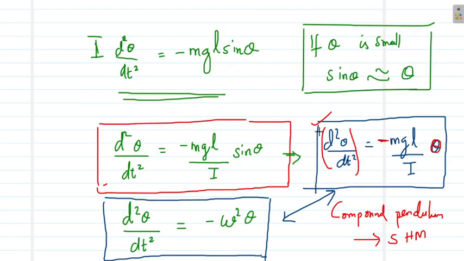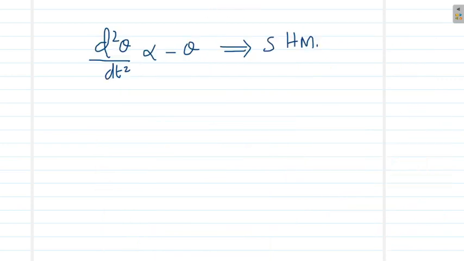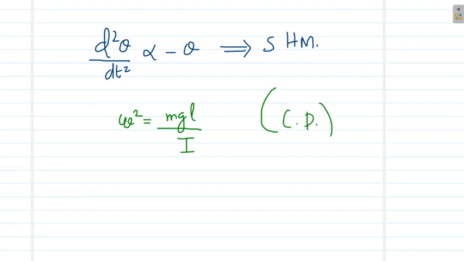Now we could also compare this differential equation with the general equation of a SHM, of a simple harmonic motion. So if we compare these two, we can identify that omega square and mgl by I are the same. In the case of compound pendulum, this mgl by I term actually stands for omega square. So I can write omega square is equal to mgl by I in the case of a compound pendulum, or equivalently, omega is equal to root of mgl by I.